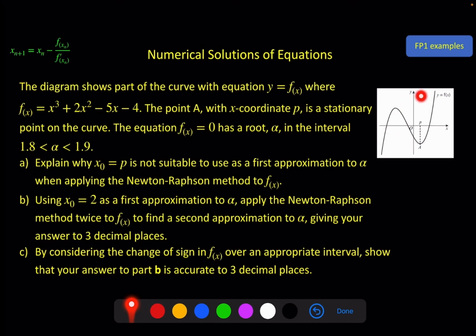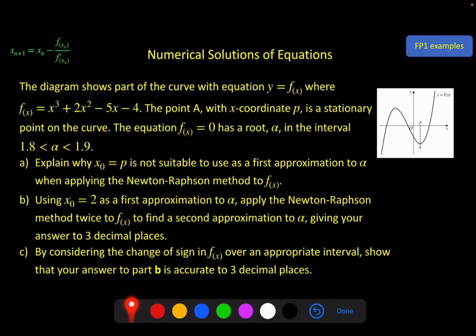So the diagram here shows part of the curve with the equation y equals f of x, where the function is this. So it's a cubic function. The point A with x coordinate p is a turning point or a stationary point, and the equation f of x equals 0 has a root alpha in the interval 1.8 to 1.9. So that must be this one here, the only positive root we can see on the graph. Part A. Explain why x0 equals p is not suitable to use as a first approximation to alpha when applying the Newton-Raphson method to f of x.